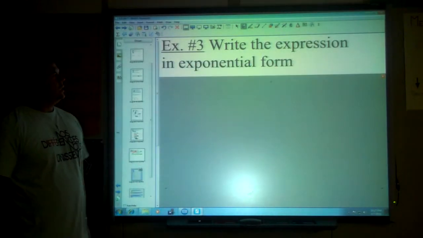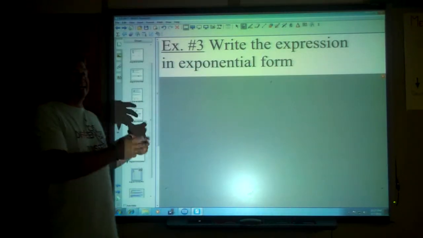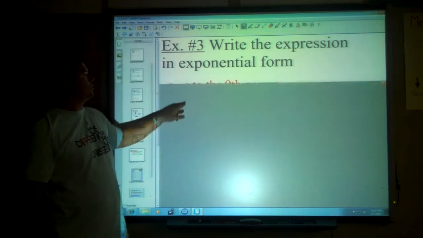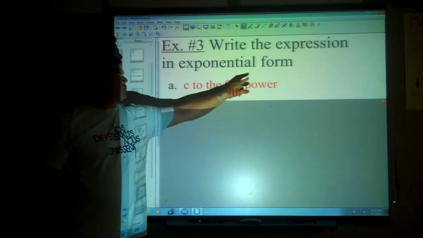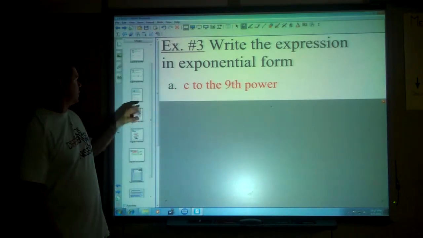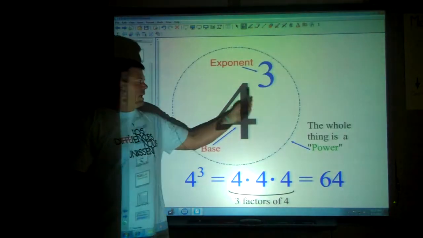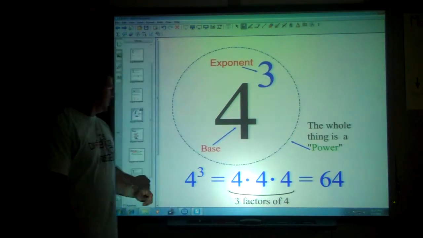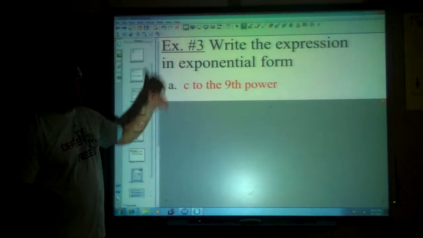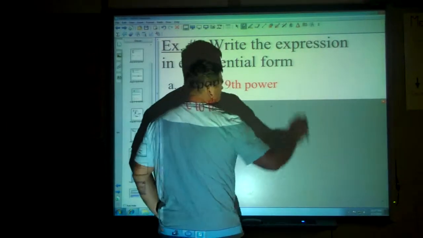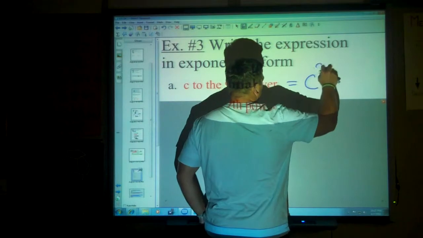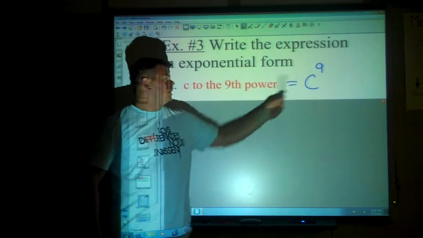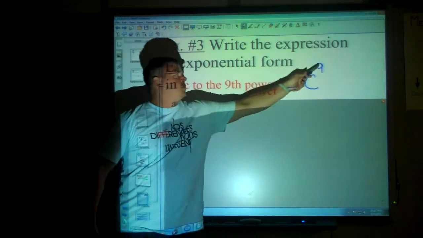Write the expression in exponential form. So now we're going to take an expanded set of numbers, and we're going to see if we can rewrite it using exponents. So c to the 9th power. Remember, just like we talked about in the diagram, there was a base number, and the whole thing is raised to a power. All right? So if c is being raised to the 9th power, we're probably going to say this is c to the 9th power. c is the base. The power, or the exponent, is 9.